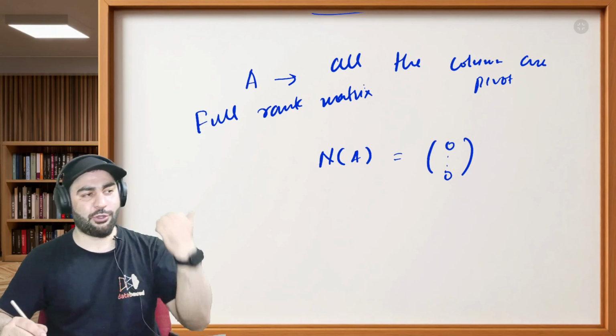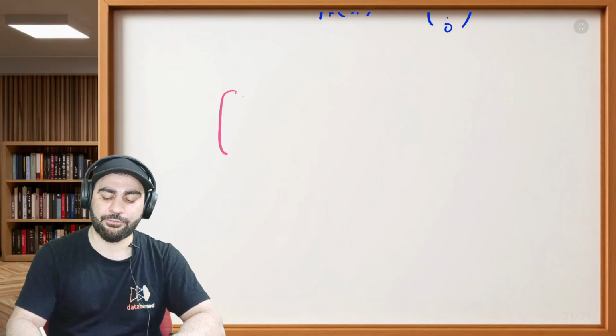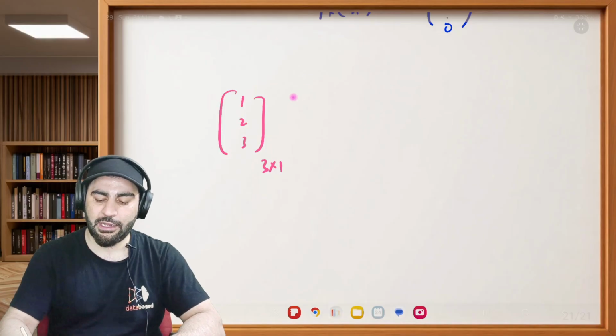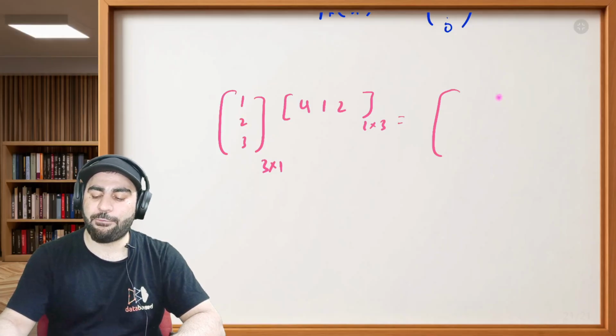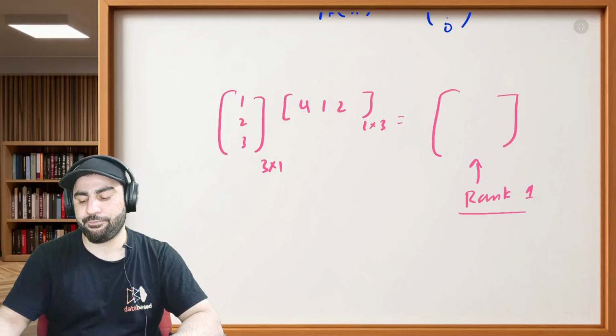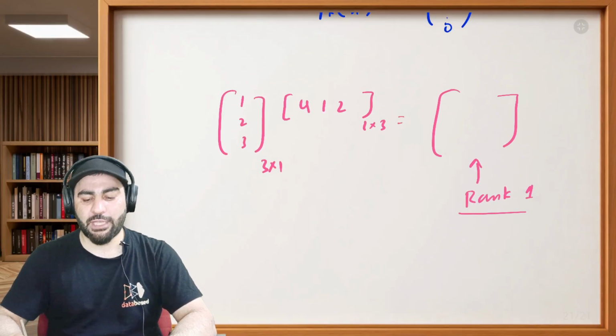If you remember your lecture on multiplication, what I told you that time was, if I have a column like this, 1 2 3, this is my 3 cross 1, so this is one column vector. If I have a matrix of this sort, 4 1 2, this is my 1 cross 3. If I multiply them, I'll get a full-fledged matrix. That time I told you I'll get a rank 1 matrix, if you remember. Once we were doing matrix multiplication, I told you that we can see it in a different light.